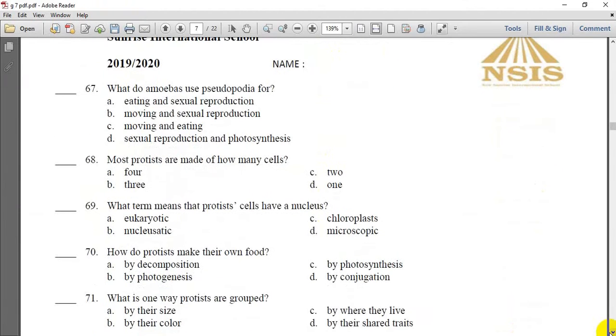Question 67. What do amoebas use pseudopodia for? If you remember, we said that amoebas have false feet. They extend false feet for getting food and to move. So amoebas use pseudopodia, or false feet, for moving and eating.